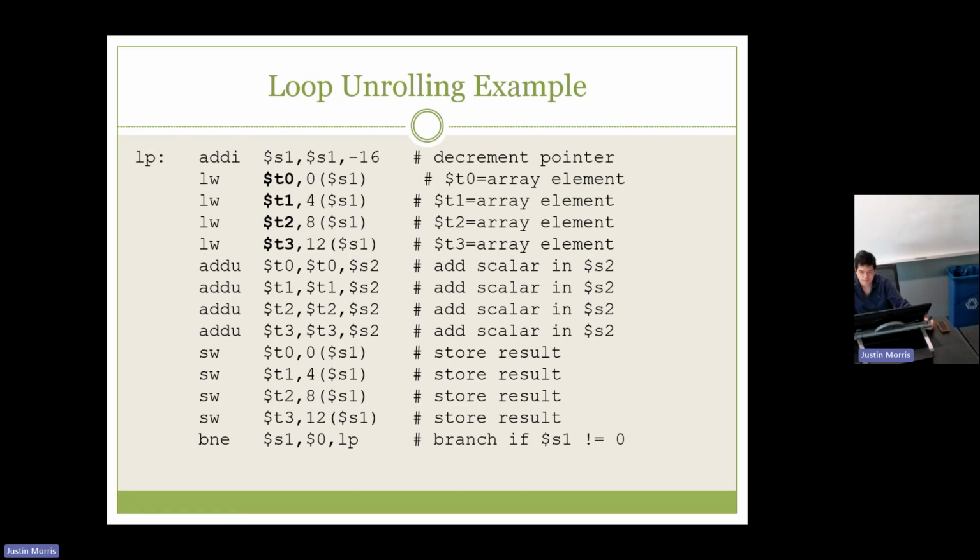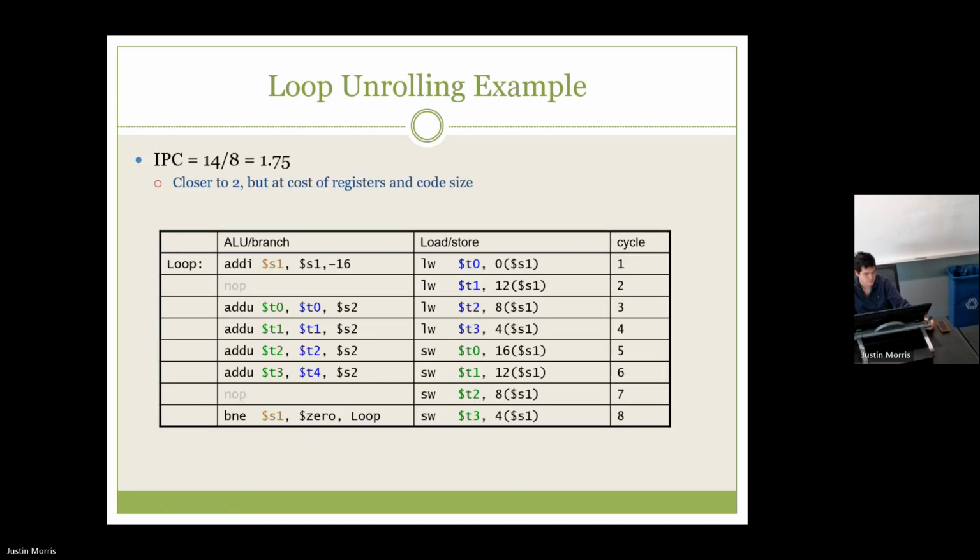So does loop unrolling make sense? Now with loop unrolling, if we have that multiple issue processor, look at how many more pairs that we can put together.